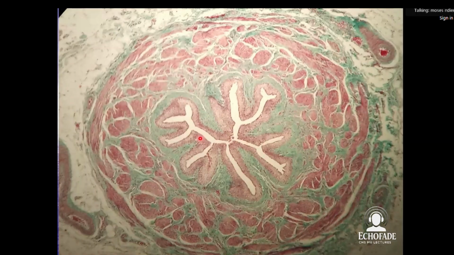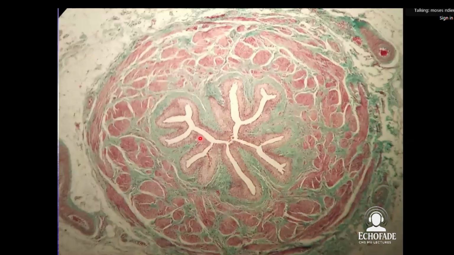Then we have a lamina propria, like all the other lamina propria, comprising loose connective tissue with a lot of elastic fibers. Now, why do we have elastic fibers? Because these elastic fibers are very important when the bladder is stretched. The elastic fibers are stretched, and during the emptying process, the elastic tissue also contracts.